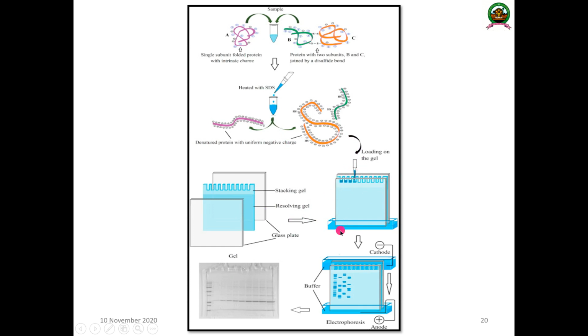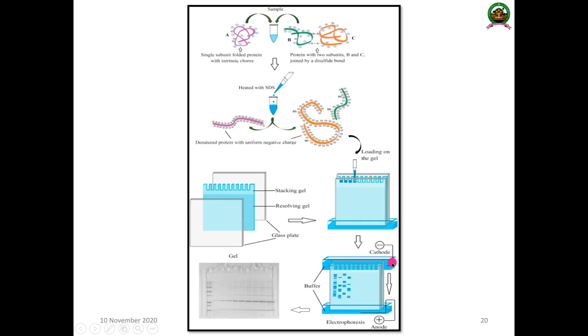along with the control. Okay, what is control? Standard known molecular weight proteins. As I said, bovine serum albumin, soybean trypsin inhibitor, all those things. Then what will happen? You will place another chamber, that is the cathode chamber. This particular region should be separated. You should add the buffer solution here. Here also buffer solution.